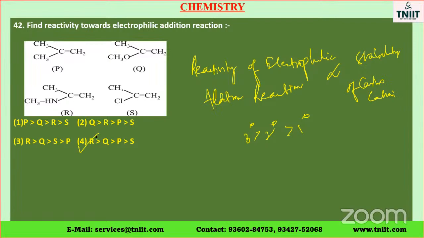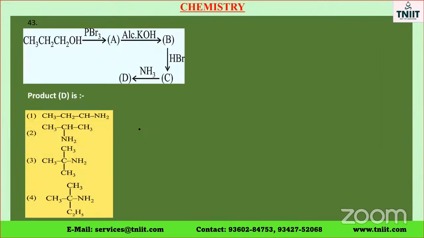R is more reactive compared to Q, and Q is more reactive compared to P, and P is more reactive compared to S. It's based on the stability of the carbocation. Hence, the answer is option 4 for this question. Find out the type of carbon atoms present. The next question. Propanol with phosphorus tribromide, alcoholic potassium hydroxide, hydrogen bromide, and ammonia.